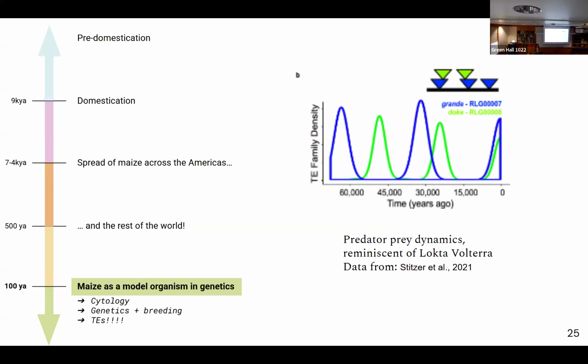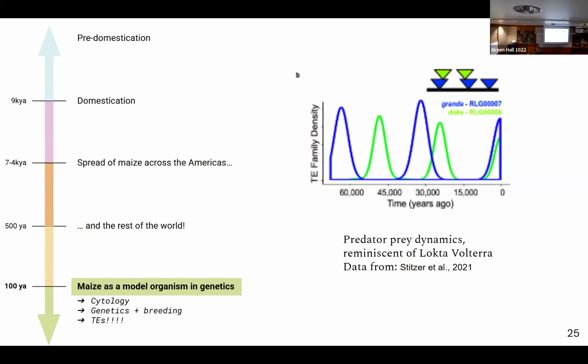This figure shows changing frequencies of 2 TE species, Grande and Doke. Doke replicates by inserting into Grande, which means Grande can no longer function. This means as Doke increases, Grande also increases until we see predator-prey bust-boom cycles that we often associate with species.